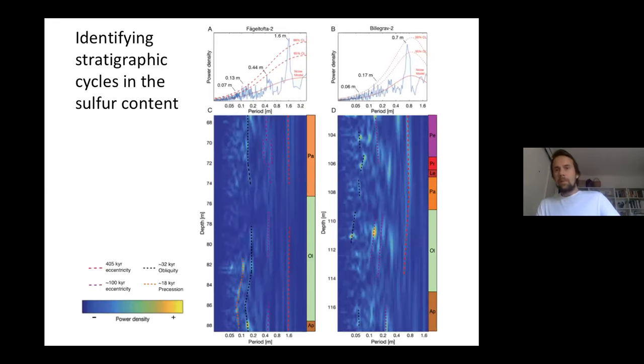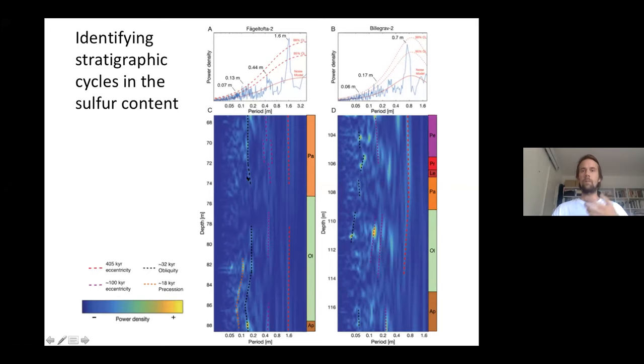So the first step was to identify the cycles, and we used spectrum analysis, the Thomson multitaper spectrum. We find one cycle in the Fogelsopter 2 core from Sweden, a really significant cycle with a period of 1.6 meters, and also a cycle with a period around 0.44 meters.